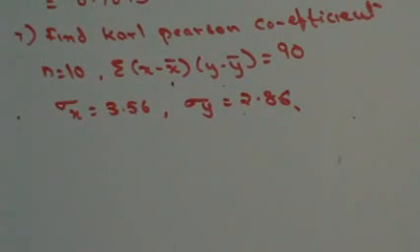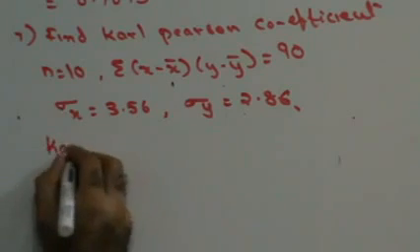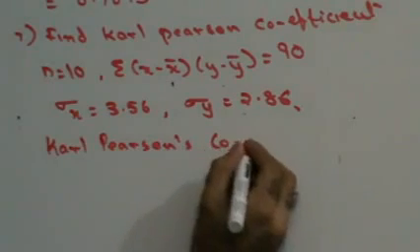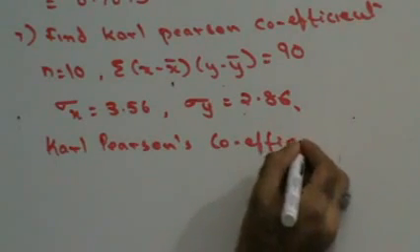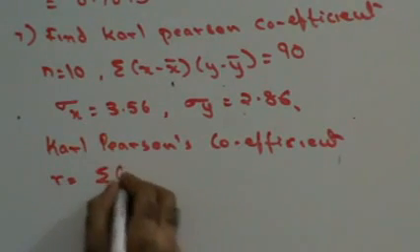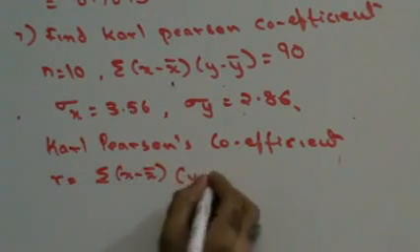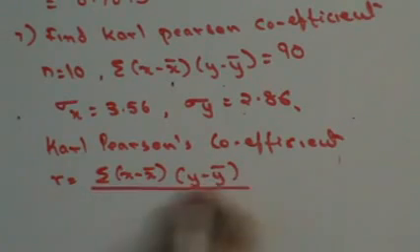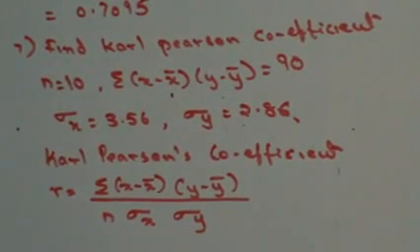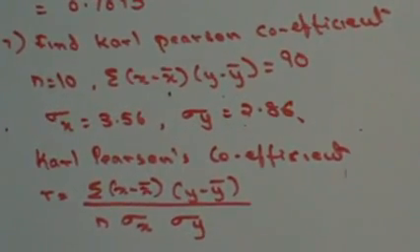Here, when standard deviation is given, you will have to use a different formula to find Karl Pearson's coefficient. In that case, Karl Pearson's coefficient will be given by the formula R is equal to sigma x minus x bar y minus y bar upon n times deviation of x into deviation of y. This is another formula to find Karl Pearson's coefficient when the standard deviation is given to you.